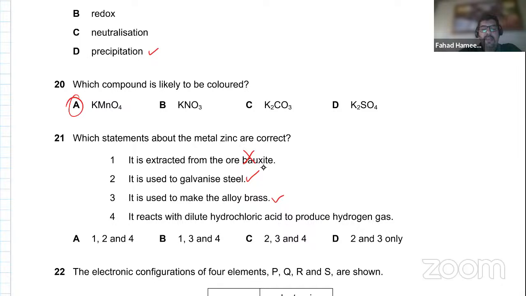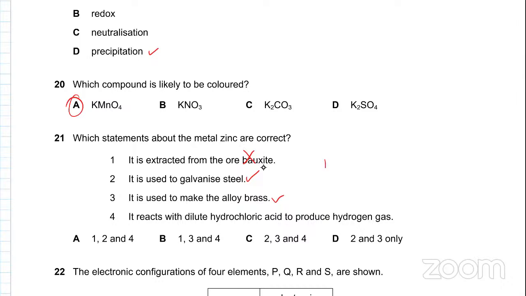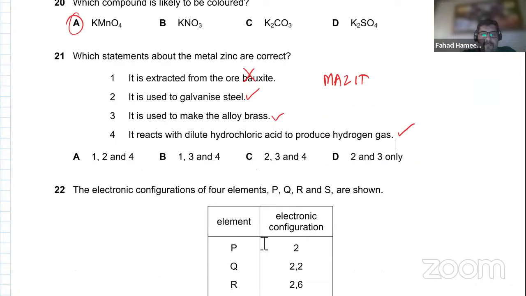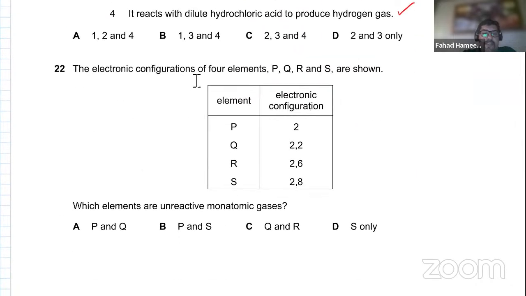Does it react with dilute hydrochloric acid to produce hydrogen gas? Yes. This is part of the reactivity series, the metal part, the reactive metals. So zinc is part of that. It will react. So 2, 3, 4, right? So C, yes.